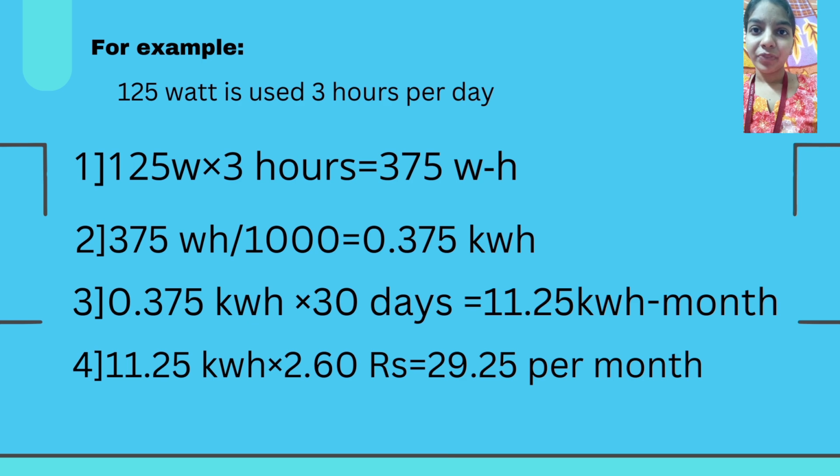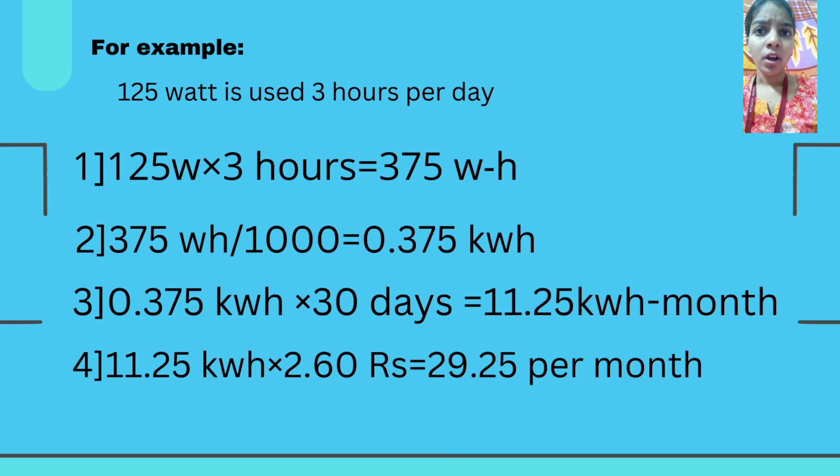So next step, 0.375 kilowatt hours into 30 days gives 11.25 kilowatt hours per month, because we are using it for 1 month. That's why we are multiplying with the 30.